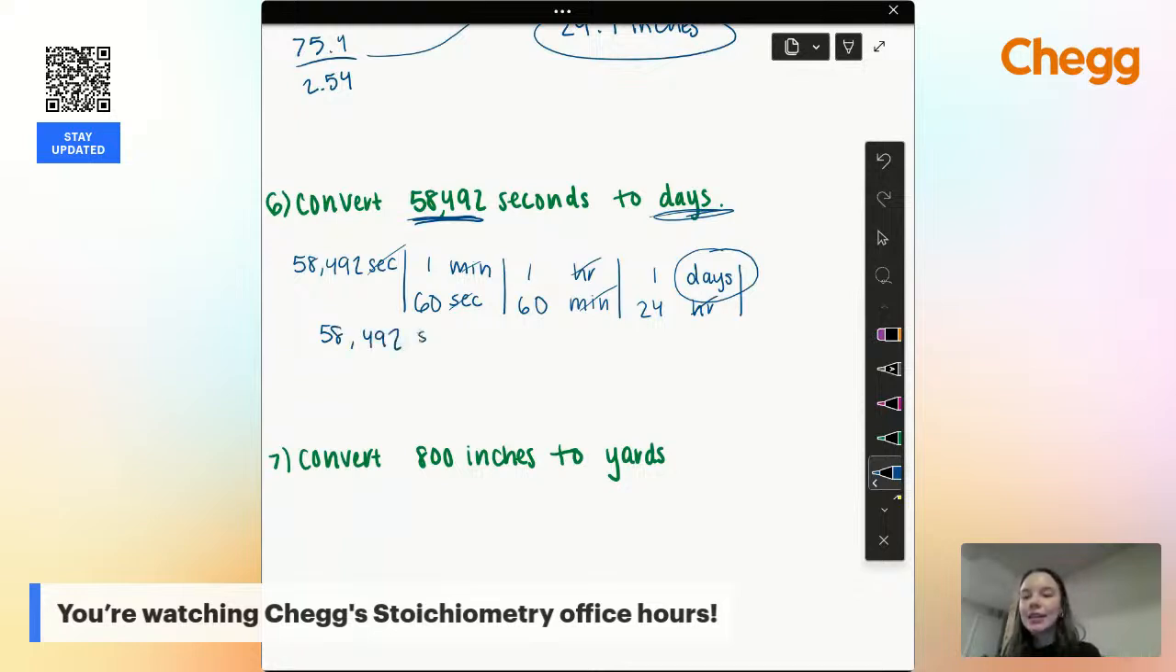So it's going to be 58,492 seconds. I'm not going to put the seconds there though, because I'm just going to show you all the math. So we're doing 58,492 divided by 60 because it's on the bottom. Then we're going to divide by 60 again because it's on the bottom. Then we're going to divide by 24 because it's on the bottom. So I'm going to give you all about a minute to put that in your calculator. And if you can do it with the correct sig figs, comment that answer. I'm going to give y'all about a minute to do that. And then we will come back and we will see what the answer is.